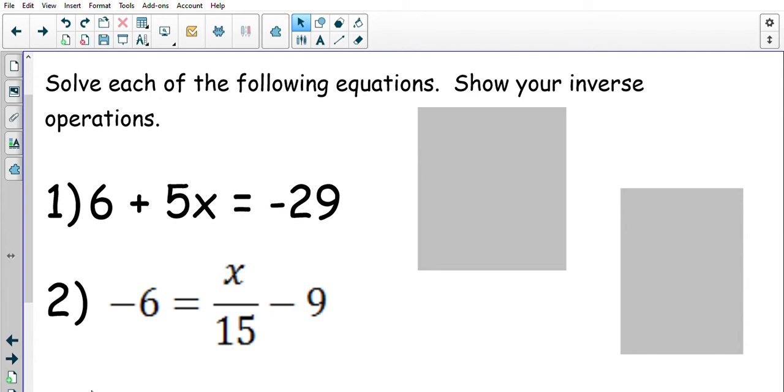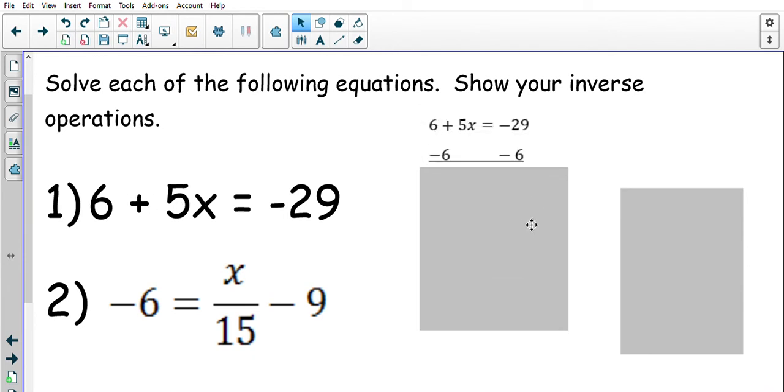All right, so hopefully you paused the video and gave both 1 and 2 a try. Let's take a look at number 1 first. The last thing we're doing to x is adding by 6, so let's undo that first. We're going to subtract by 6. We're going to be left with 5x equals negative 29 minus 6 is negative 35.